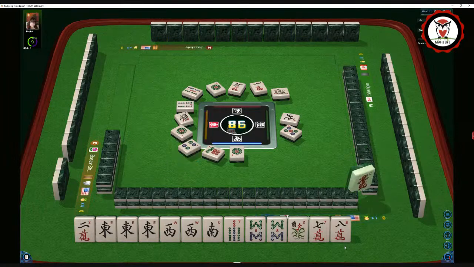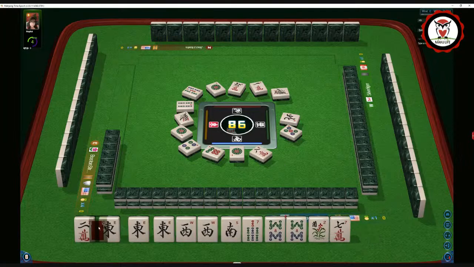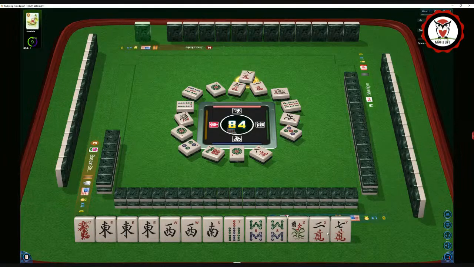4 dots. Red dragon. That is in the category. 8 characters. I would probably hold that and let the 2 go. 9 bamboos. East and west 8 with dragons. Characters.